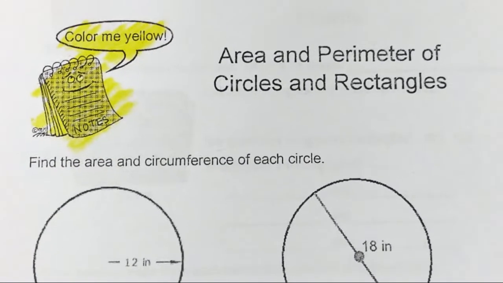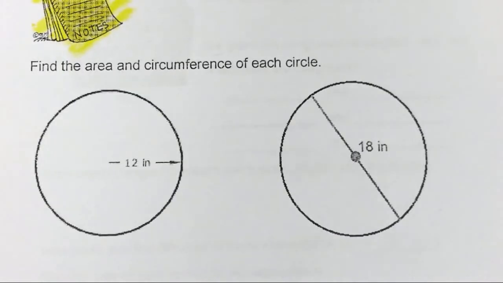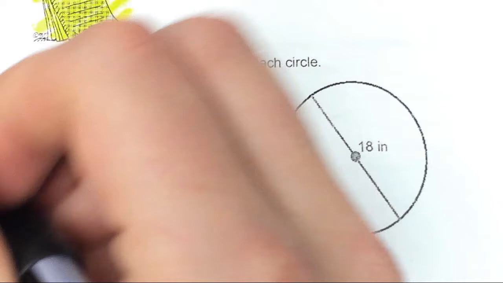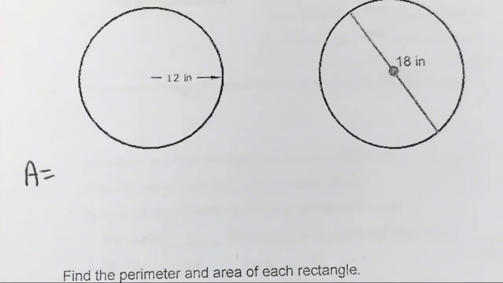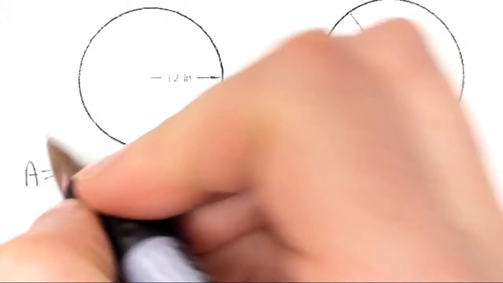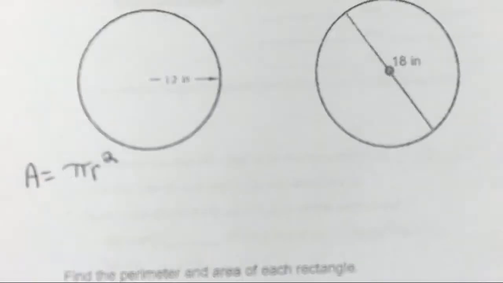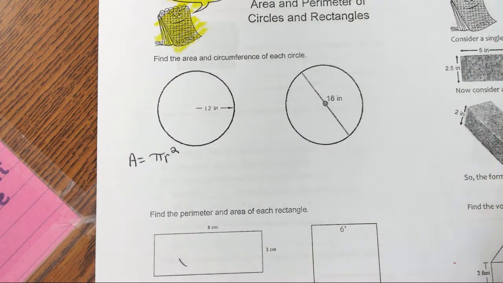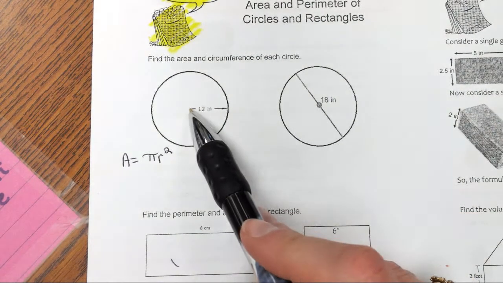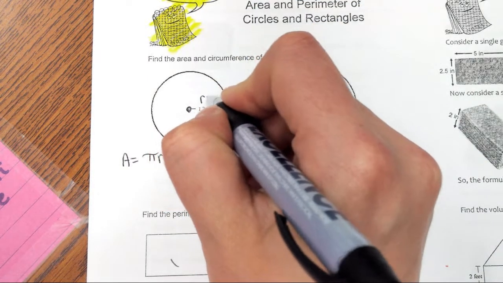Okay? So to find the area of a circle, we look at our formula sheet, find the circle, and then find the formula for area. Our formula for area is pi r squared. R stands for radius, and that's the distance from the center of the circle to the outside edge. In this case, our radius is 12.